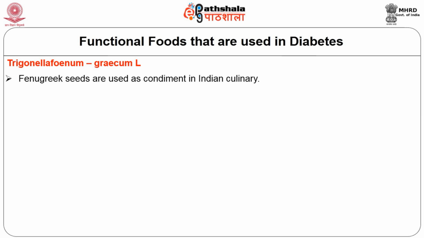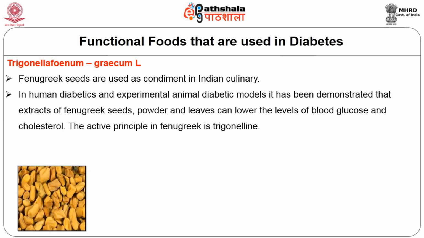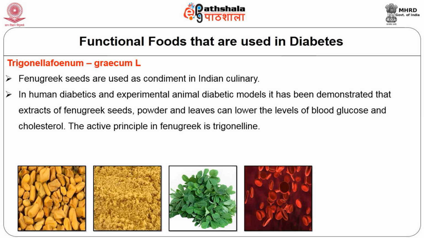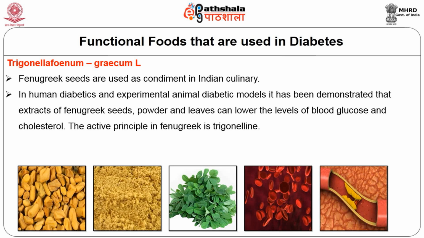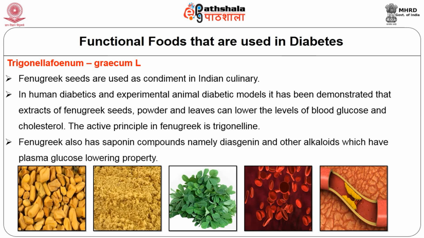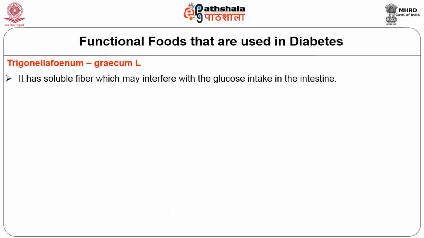These seeds are used as a condiment in Indian culinary for their flavor. This can be used by diabetics, the leaves as well as the seed powder. The active principle in fenugreek is known as trigonelline, and it also has a compound called saponin and another compound called diosgenin, which, and other alkaloids, have plasma glucose lowering property. It has a lot of soluble fiber that interferes with the glucose intake in the intestine.